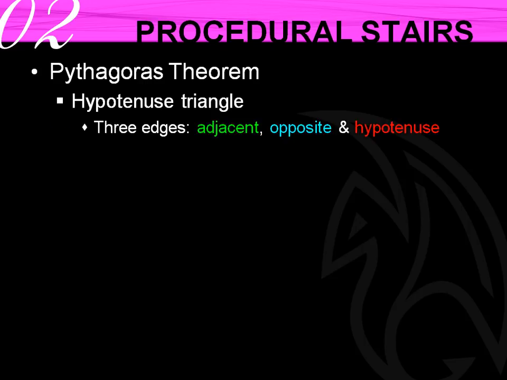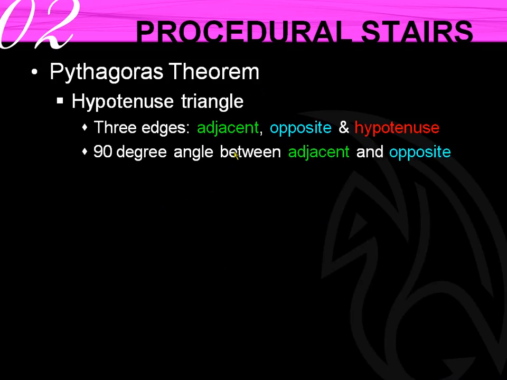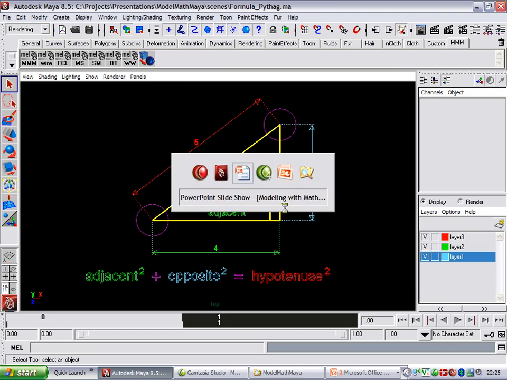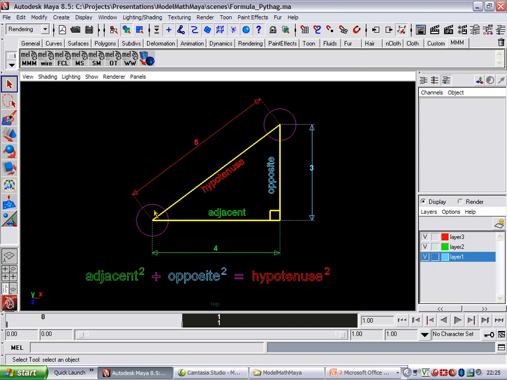Now, what is a hypotenuse triangle? A hypotenuse triangle is a triangle with 3 edges, each with 3 different distinct names: adjacent, opposite, and hypotenuse. And I have an example here in Maya. Here's our hypotenuse triangle, again with our adjacent, our opposite, and our hypotenuse up here. One important element of the hypotenuse triangle is that it always has a 90-degree angle between adjacent and opposite. And hypotenuse is the longest edge. So again, you can see in this example, the hypotenuse is longer than these other 2 individual edges.